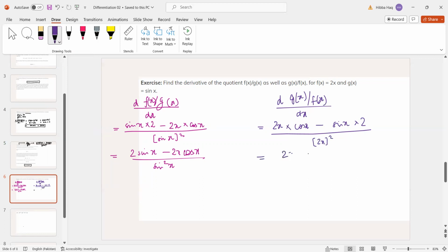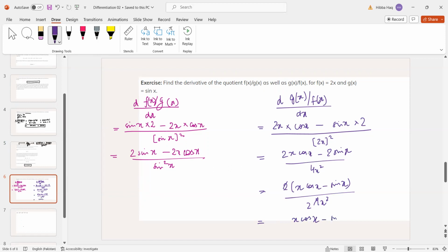So this comes out to be 2x cos x minus 2 sin x divided by 4x squared. You can also take the common out, so you have 2 common. It gives you x cos x minus sin x divided by 4x squared. Cancel 2 and 4. You're going to be left with x cos x minus sin x divided by 2. And that's going to be your final answer for it.